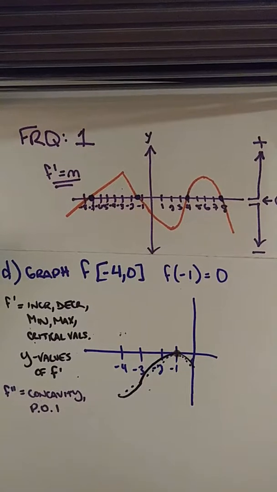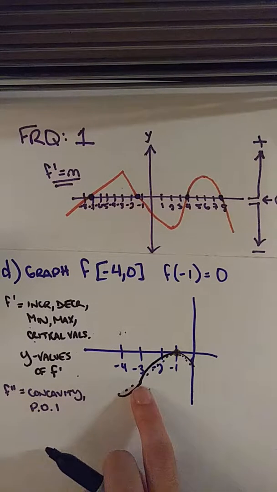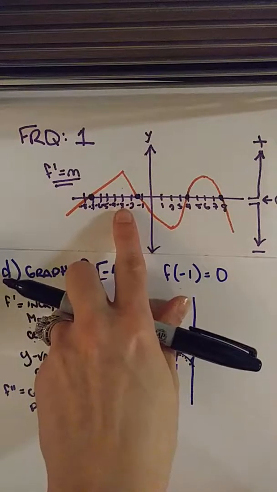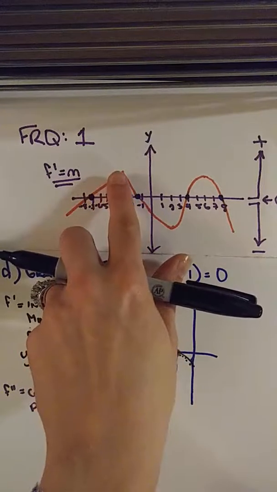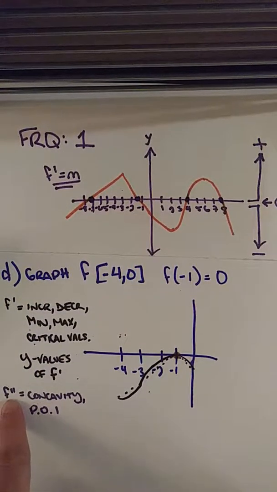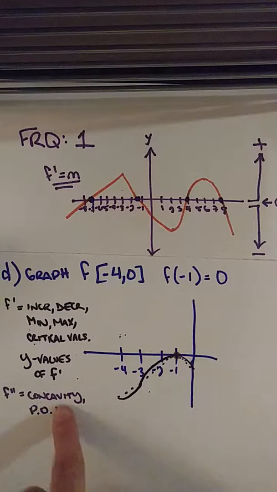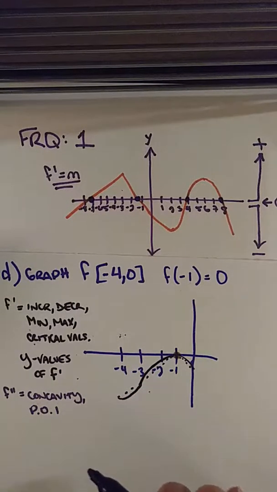So what they didn't ask me, but what I know, is that I changed concavity right here at -3. And if I look at my f prime, I can see that a change in concavity is a change in slope, where I went from a positive slope to a negative slope, which means I went from a positive second derivative to a negative second derivative. So even though I'm not listing my POI as a coordinate, I know that I have a point of inflection right here at -3.